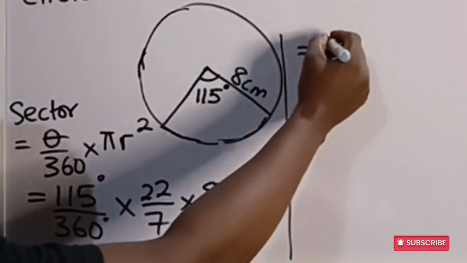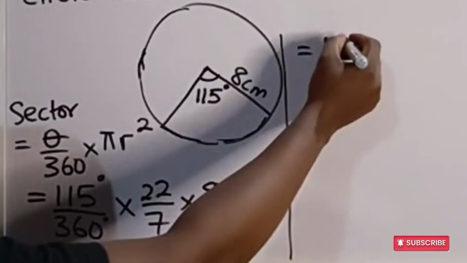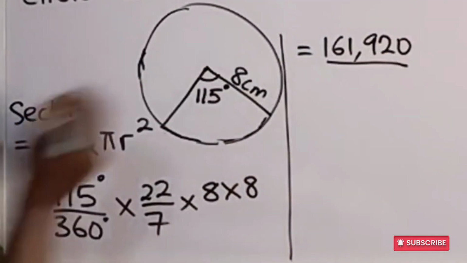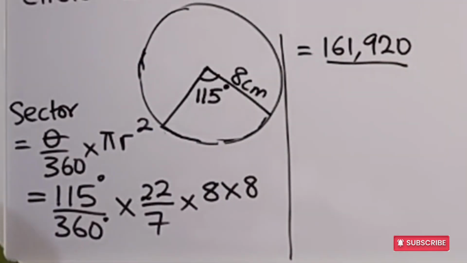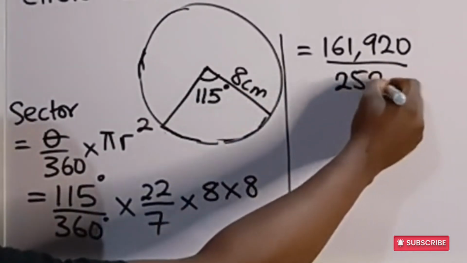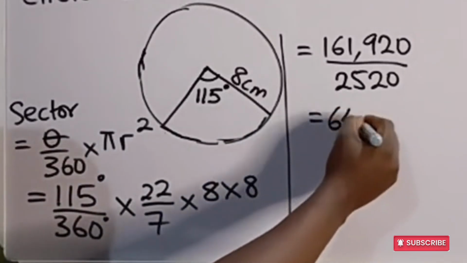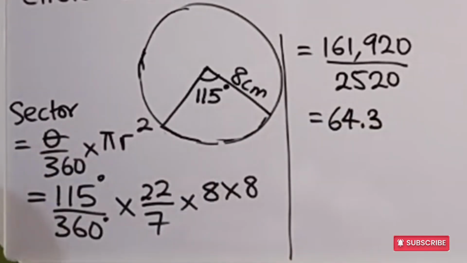We have 161,920 all over 360 multiplied by 7. 2,520. We've gotten it before. So we divide 161,920 by 2,520. 64.253. Okay, so let's just call it 64.3. So this sector is 64.3. So what would be the unit?